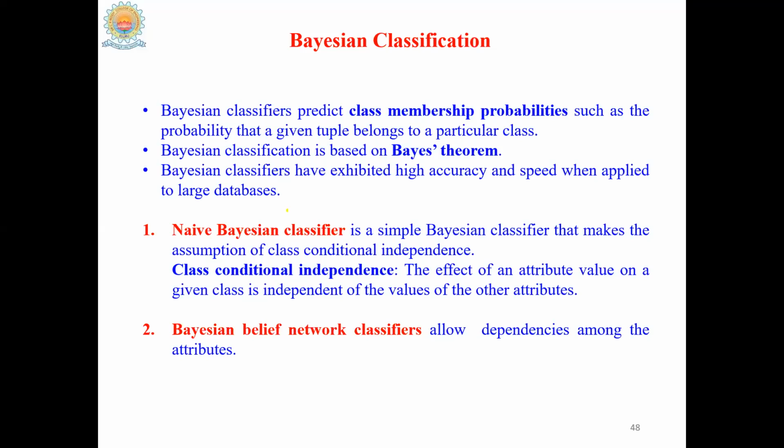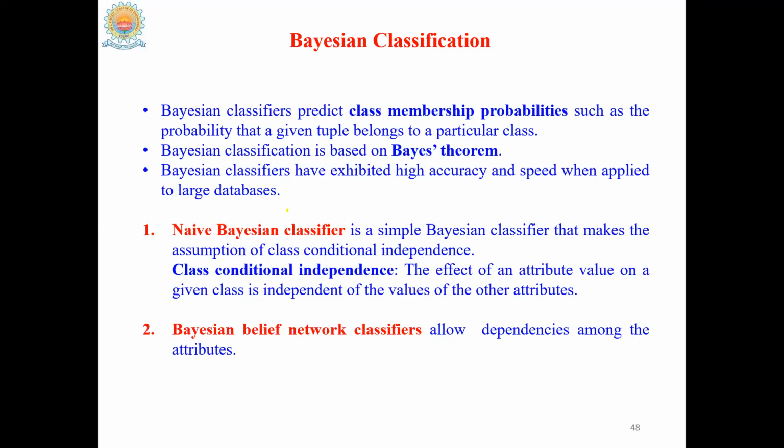That means class membership probability is finding the probability for a given tuple X, that it belongs to which class. It is a member of which class? That belongingness is referred to as class membership probabilities. So in this particular classification, the process of finding the class label of the given tuple X is referred to as finding the class membership probabilities.